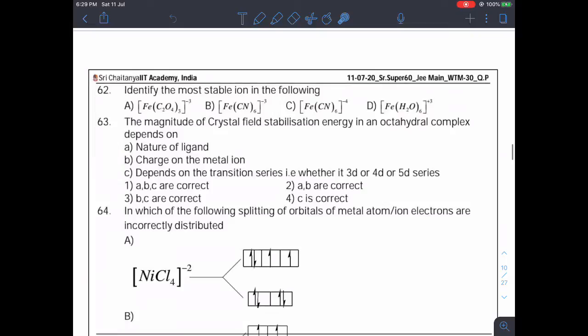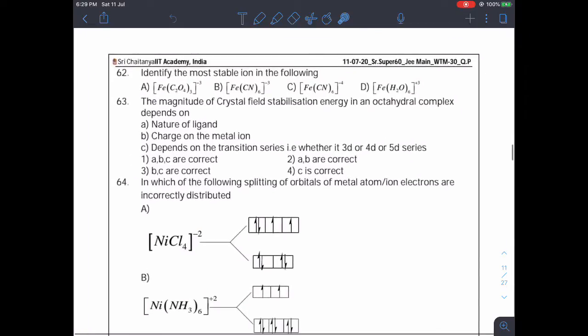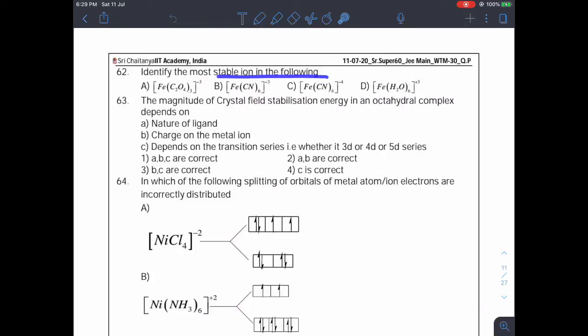Now if we talk about the next question, 62, identify the most stable ion in the following. Now this is a little bit tricky, because if you see here, in every case it is octahedral. Let us look at the oxidation states. Here we have plus 3, here we have plus 2, here we have plus 3, and here we have plus 3. So leaving aside this one, in all the remaining cases we have the plus 3 state.